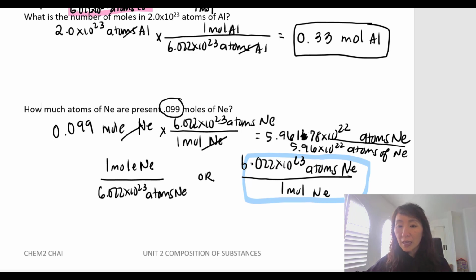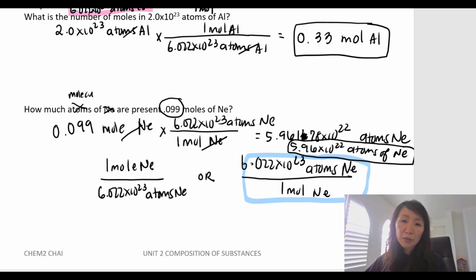So that's how many atoms there are in 0.099 mole of neon. Okay? And this applies not just for atoms, but we could apply this to molecules. Even if the neon has been crossed out and the atoms are crossed out, and you say molecules of H2O present in moles of H2O, you should end up with the same answer. It's just the word atoms will change to molecules. Okay?